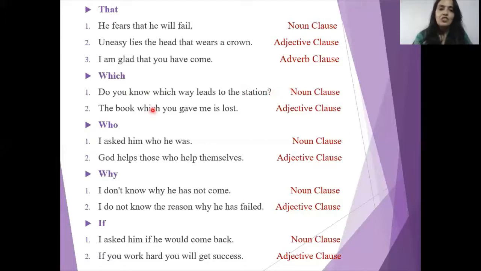The book which you gave me is lost. So if we can say, the book is lost.